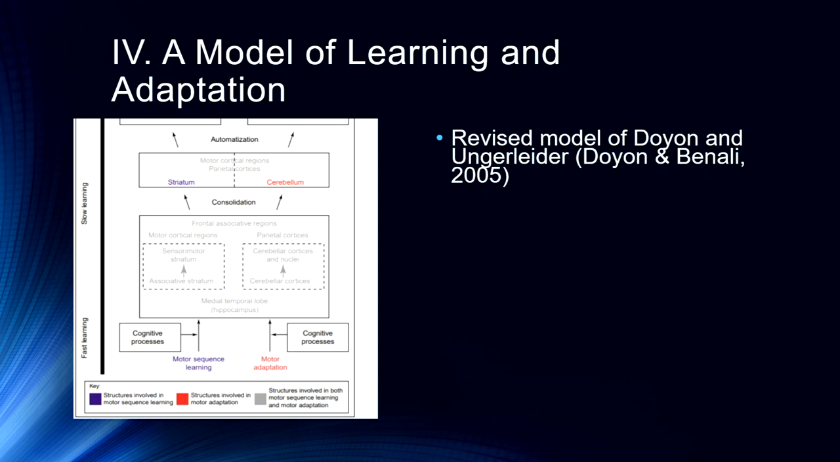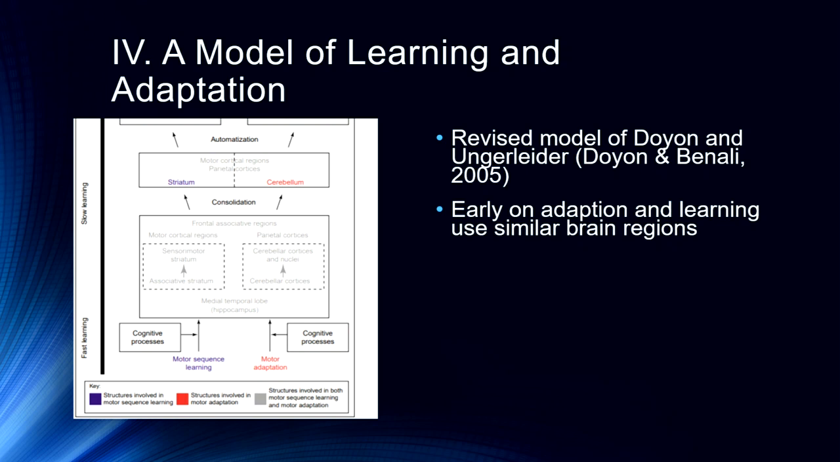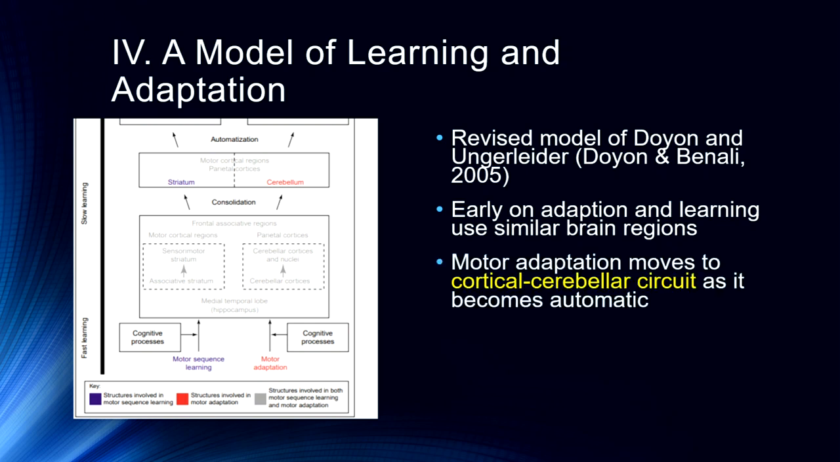We also have motor cortical regions, sensory motor areas, the association striatum and the striatum. All of these are involved in both motor sequence learning and motor adaptation. So early on, adaptation and learning use similar brain regions: frontal, parietal, cerebellum, and striatum. These are also the critical areas.